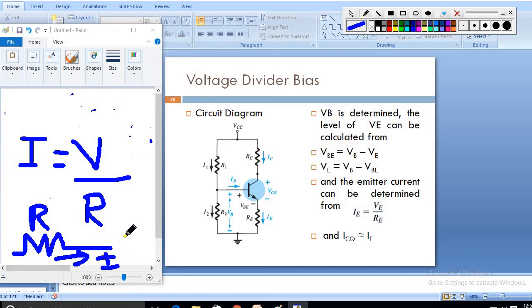And voltage will be there. I is equal to V by R. But current flowing across this RE is equal to VE by RE. So this is the emitter resistance, emitter current and emitter voltage. And ICQ is equal to IE, where ICQ is the Q point, that I will tell you while solving the problems.